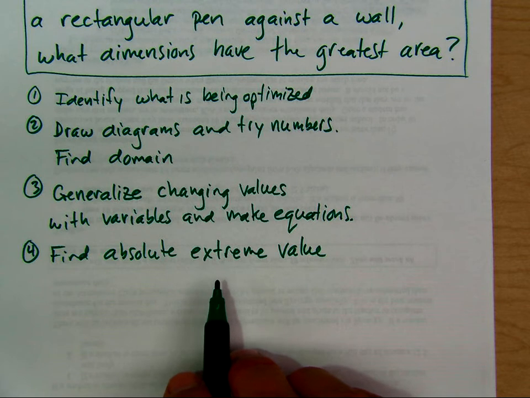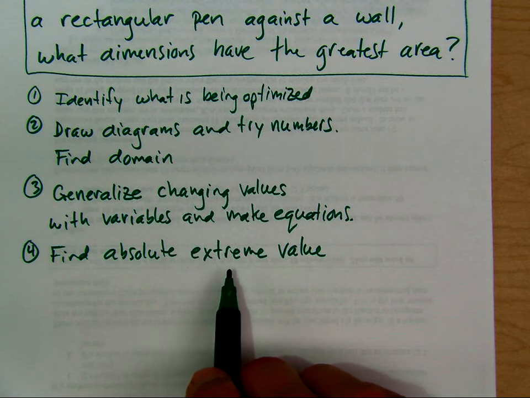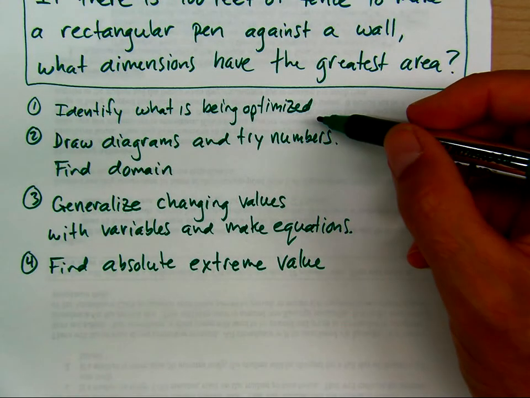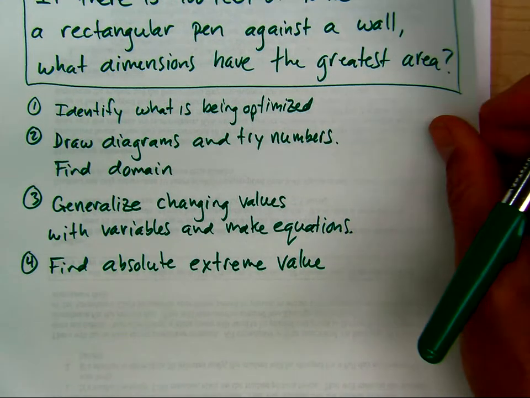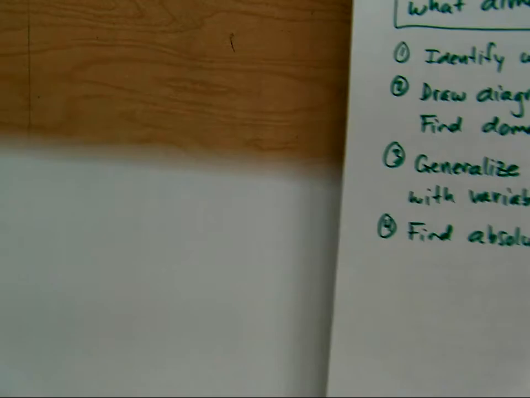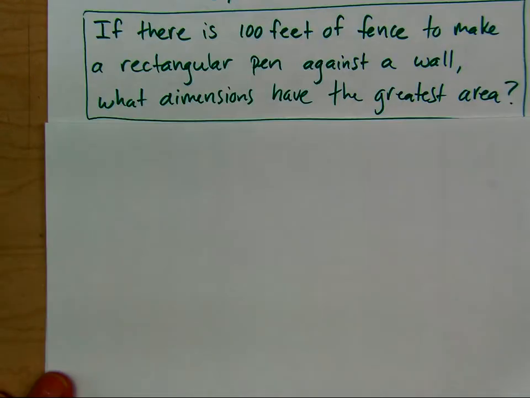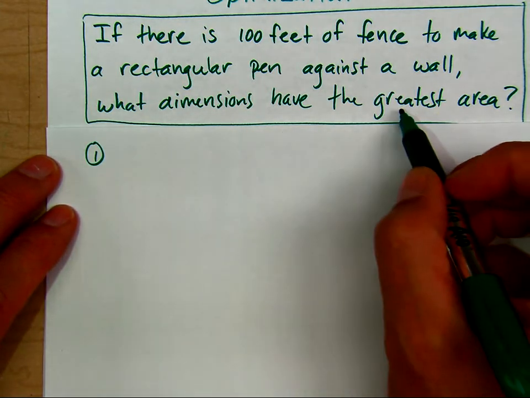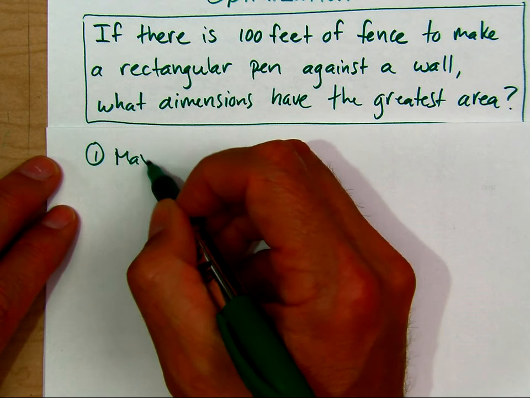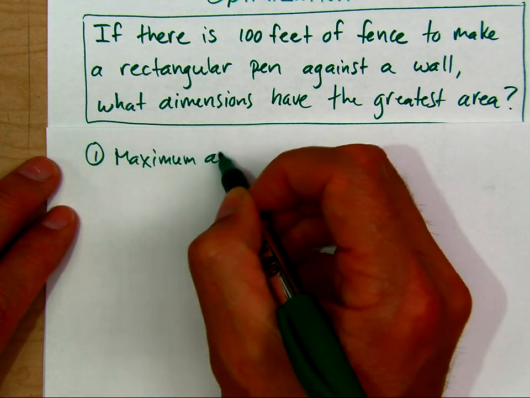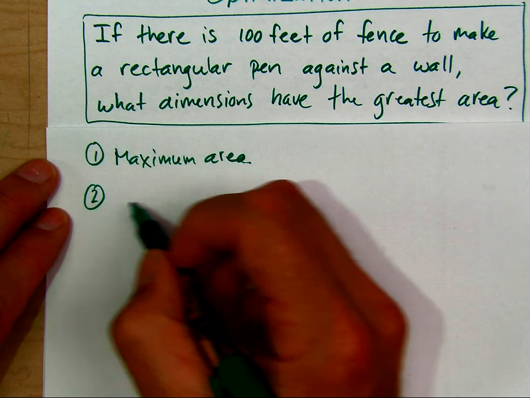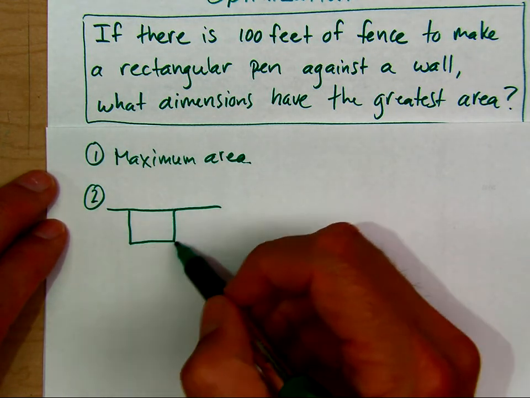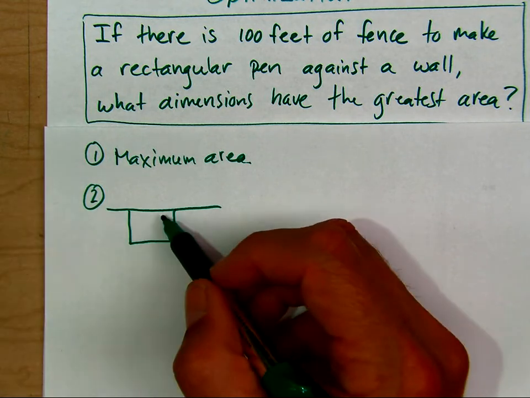Check to see where the maximum or minimum value is for whatever we're trying to optimize. So let's look at the fence problem. Step 1, what is being optimized? We want to have the maximum area. Let's draw a picture. Here's a wall. Let's put the fence against the wall. We only have 3 sides of fence, and the wall doesn't require any fencing.